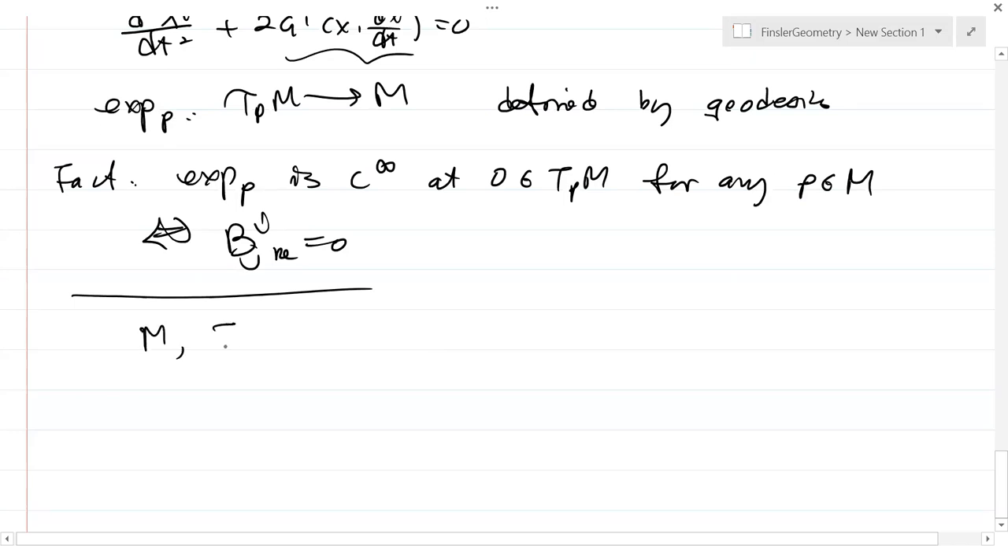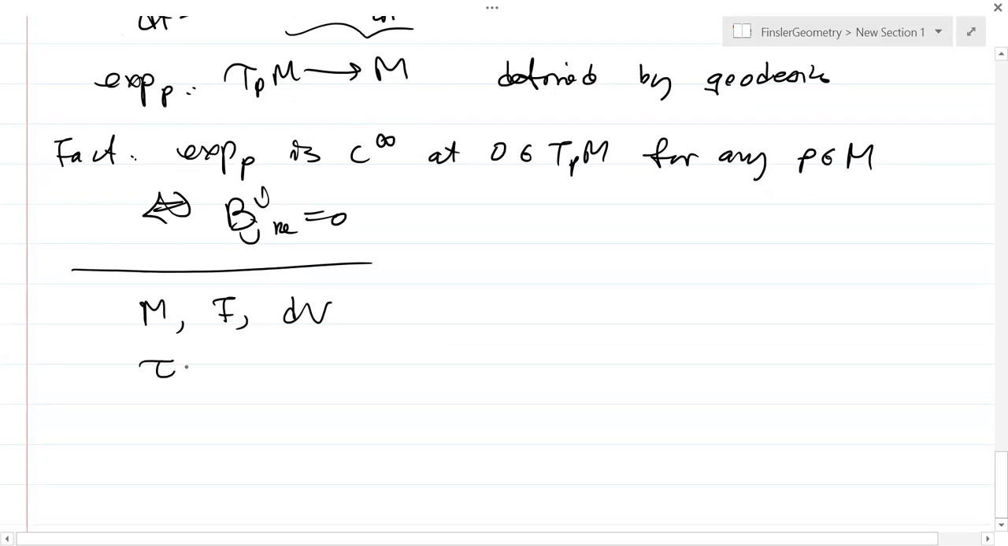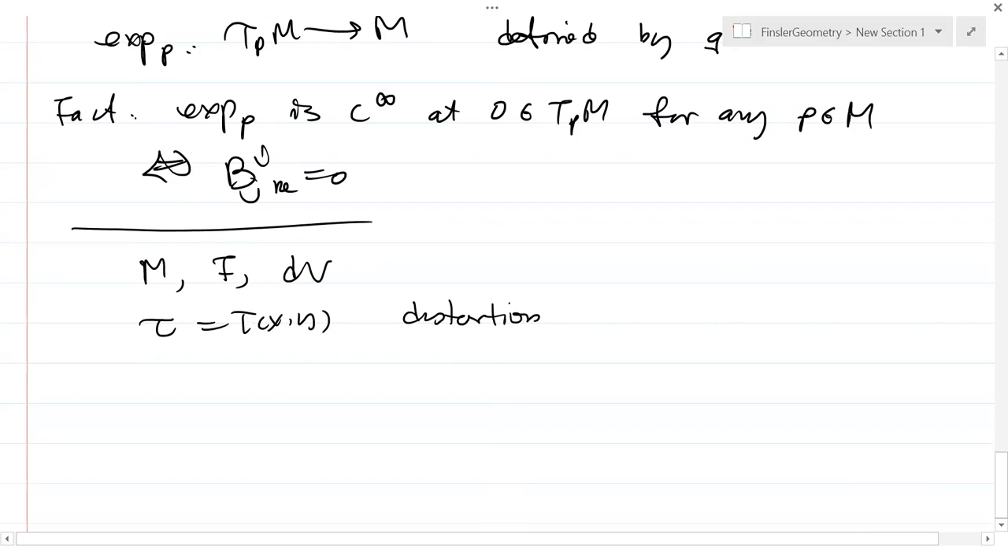You have a manifold. You have a Finsler metric. You have a volume form, right? Then we have the distortion. I can go back to the beginning of my lecture. You know, there was a distortion. This distortion in general is not zero. If it is zero, then the metric is actually Riemannian. If it is constant, then the metric, if it is independent of Y, here's another fact about tau, and if F is Riemannian at the point X.